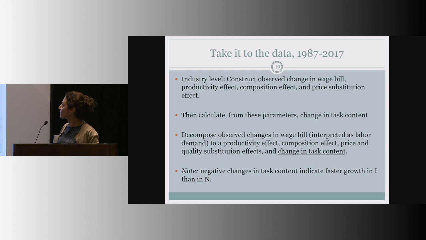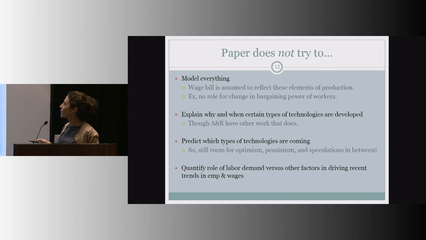Daron already did. One thing I want to point out is this paper does not try to model everything. So the wage bill is assumed to reflect these elements of production. So in terms of what people debate in the public sphere about what's driving the decline in labor share, for example, one of the leading ideas is this reduction in unions or potentially an increase in monopsony power. Anything that's increased the wedge between the wages that labor received and their marginal product is sort of outside of the framework. And I think in terms of the decomposition, potentially some of that is picked up in what's labeled the changing task content. So it's something that maybe can be in an enhanced version of the model, but more to the point, the paper can't answer that question.